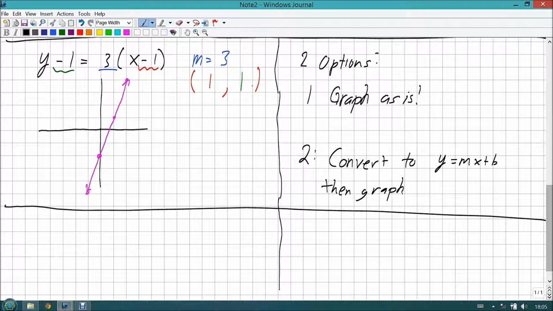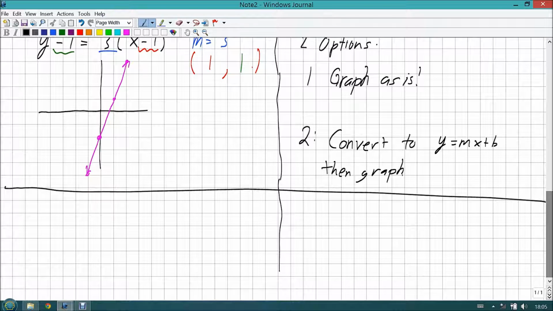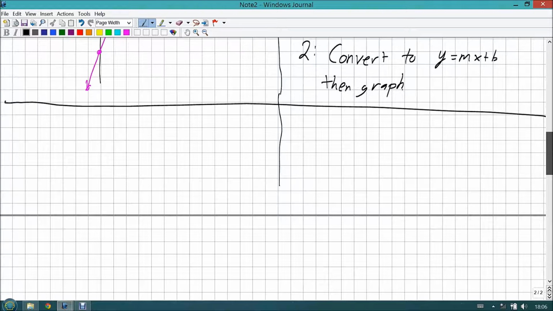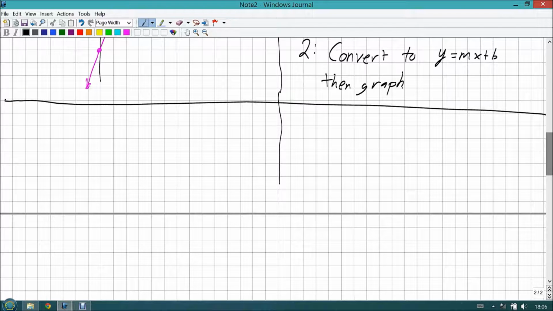If you guys haven't noticed, I like to get away with doing as little work as possible. I like to be efficient. I like to make sure that everything that I do has its purpose and that I don't go overboard with that purpose. So when it says convert to y equals mx plus b and then graph, I am creating a ton of work for myself. Not only am I creating a ton of work for myself, but I'm also allowing a lot of error to enter into my equations.